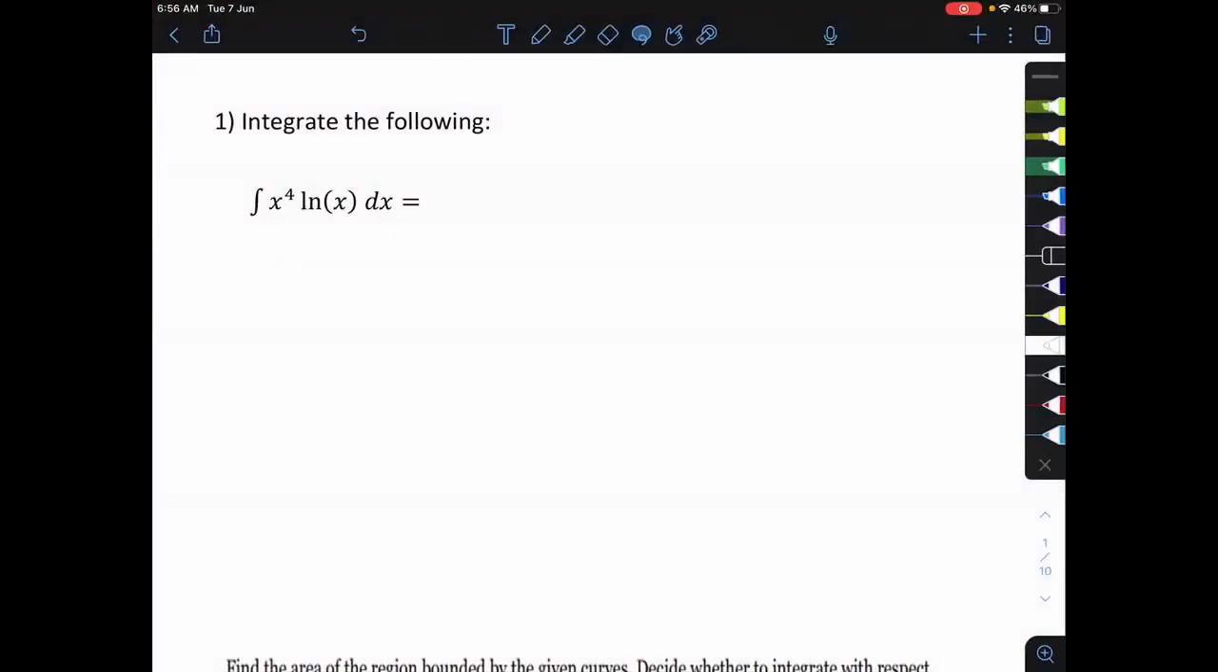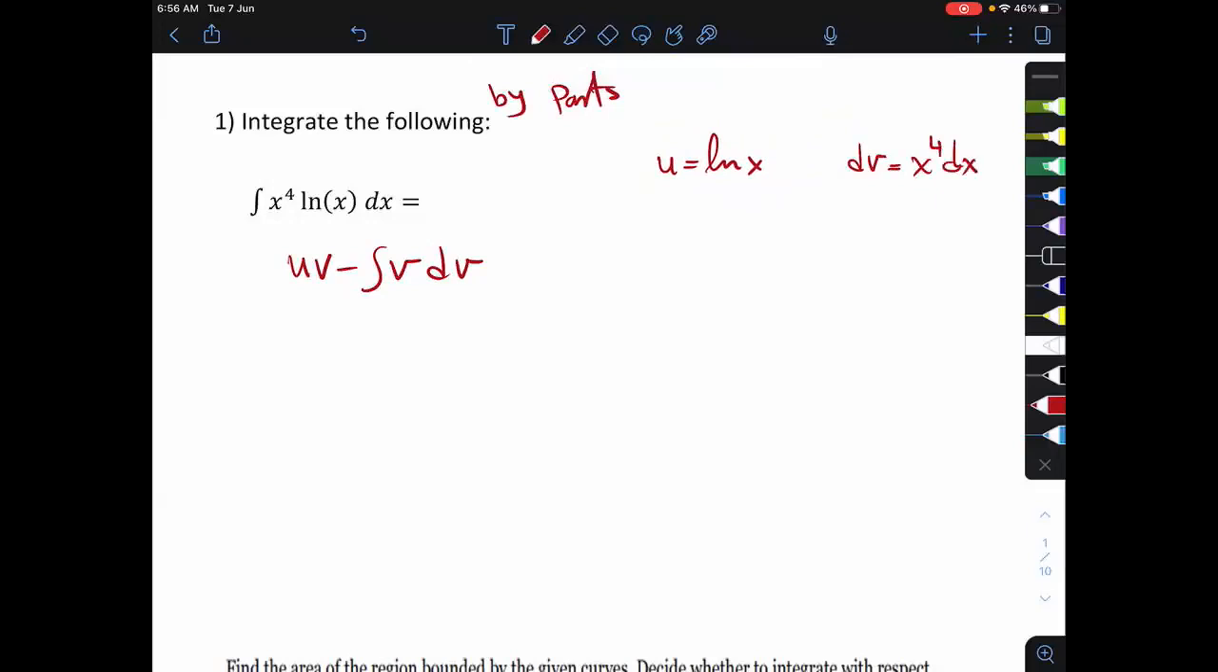Okay, again here, integrate the following. What's the u? No, u prime, uv minus the integral of v du, by parts. Okay, u is ln x, and the dv is equal to x to the power of 4 dx.